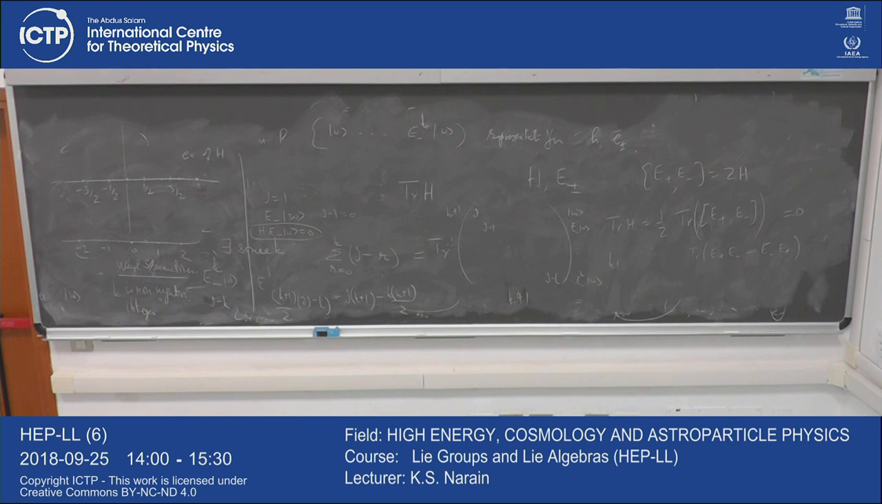If you say sigma 3, you have taken it, right? Now, if you take any one of them, sigma 1, let's say, the commutator of sigma 1 with sigma 3 will give you sigma 2.